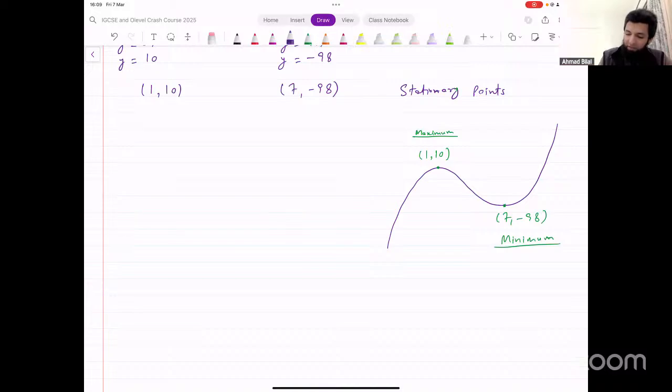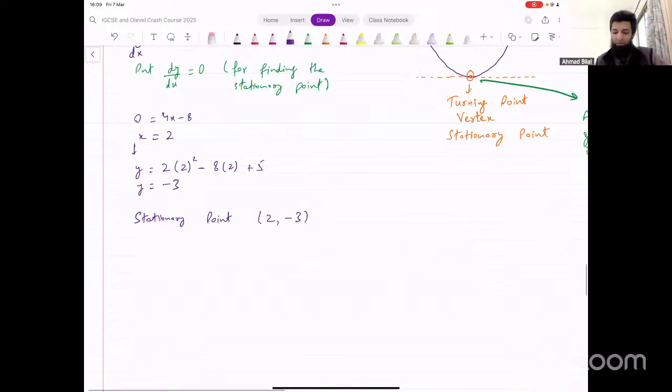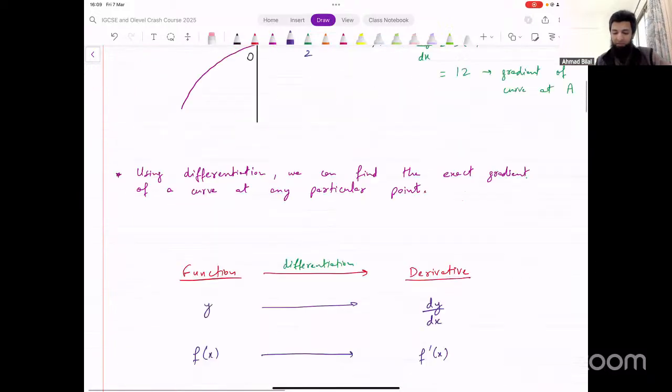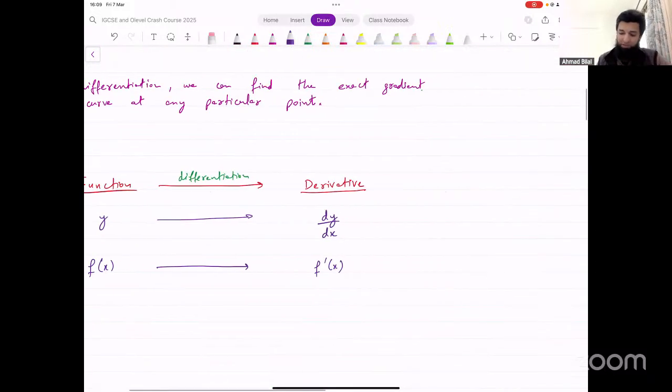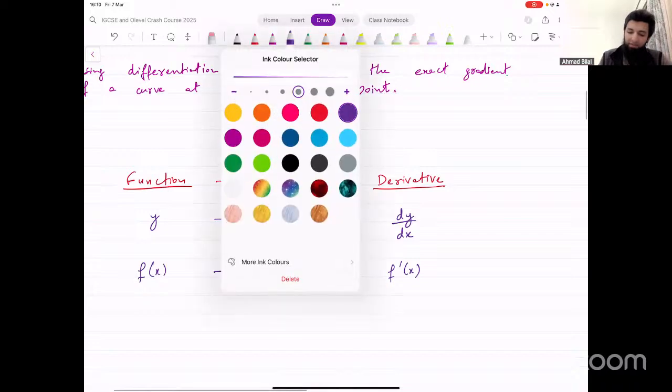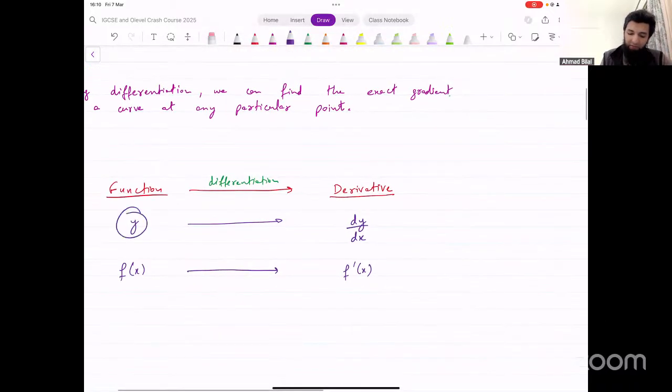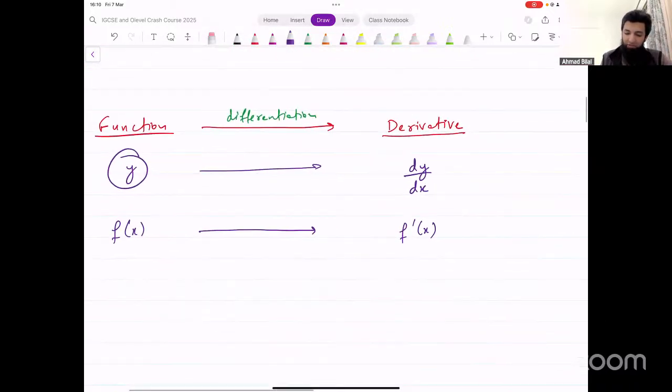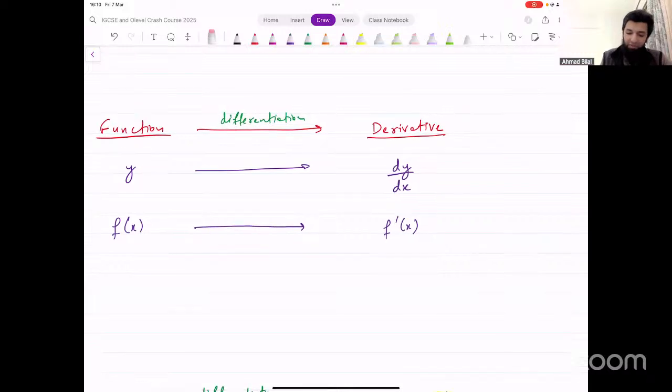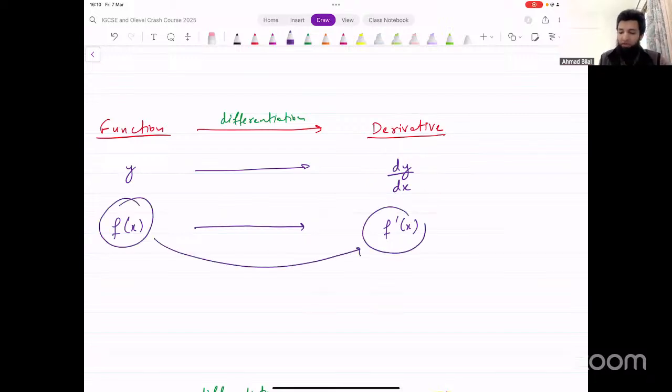Second derivative. Okay. Now, let's first talk about the notation that we use for this. Remember, we said if y is the function, the derivative is represented by dy over dx. This is actually the first derivative. The first time you differentiate the function, we represent it as dy over dx. If the function was f of x, the derivative is going to be f dash of x.